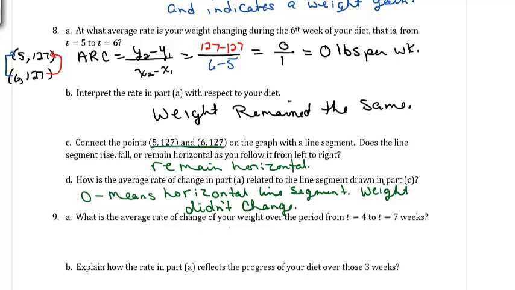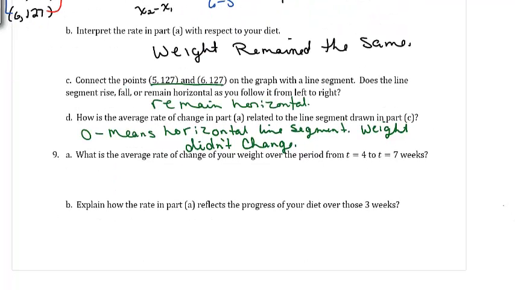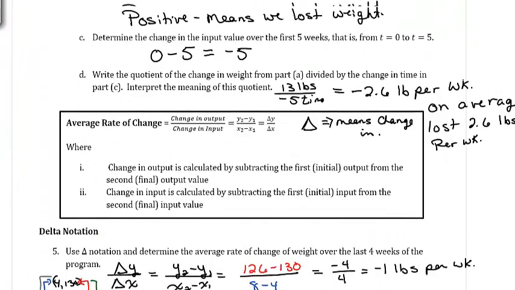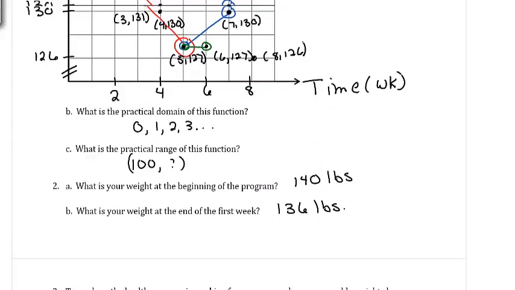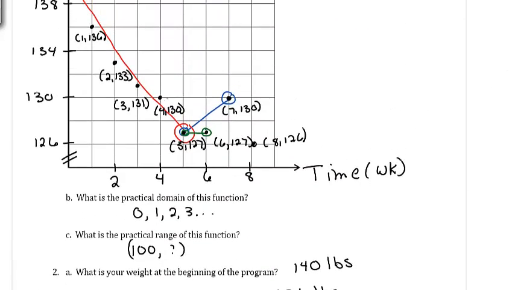What is the average rate of change of your weight over the period from t equals 4 to t equals 7 weeks? I'm going to go up and get those points. At the end of week 4 I was at 130, and at the end of week 7 I was at 130.